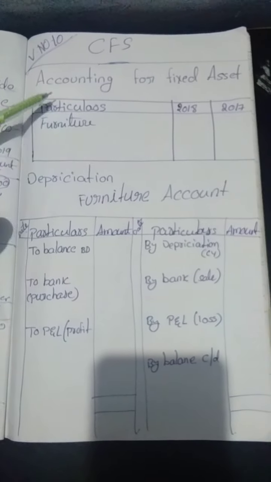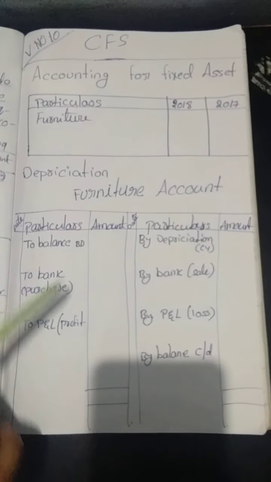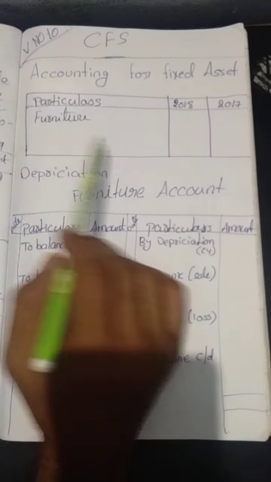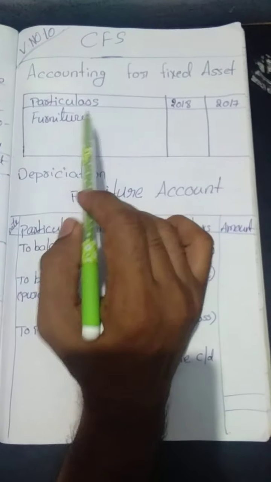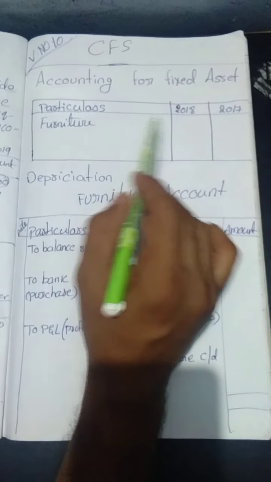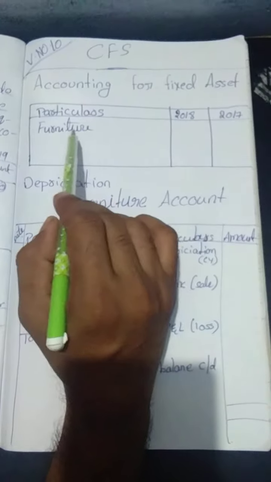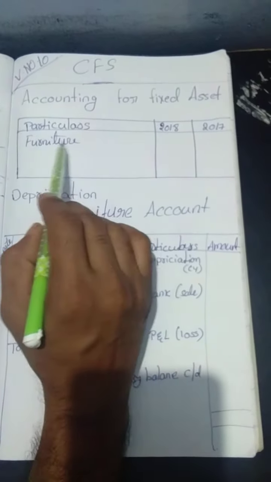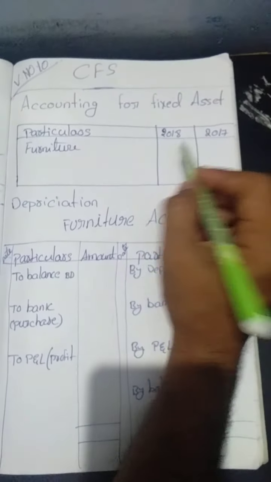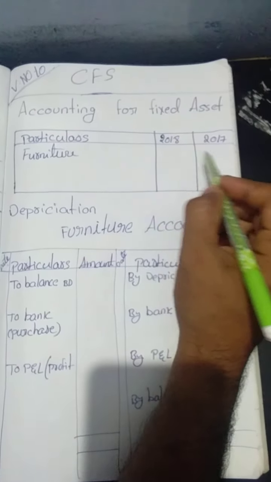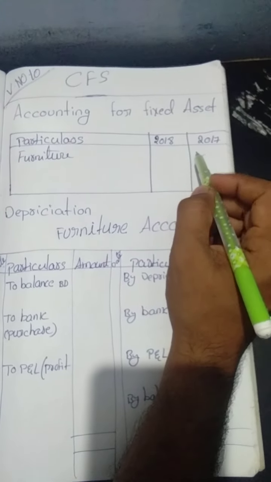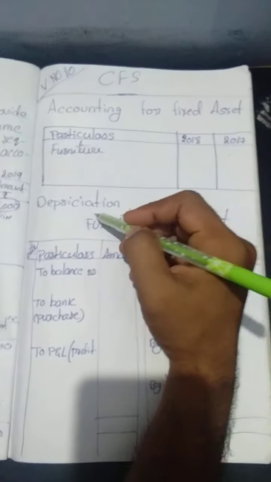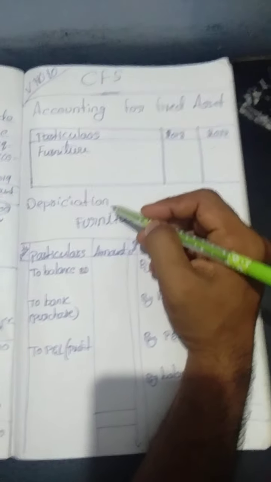Here you can see the model in which we are recording that. First of all, if this is the balance sheet and any fixed asset is given in it, for example furniture, and its amount is given, and as additional information, depreciation or some third item is given.